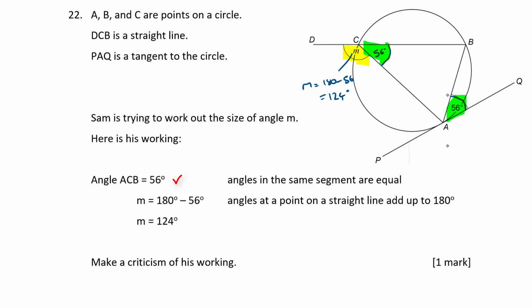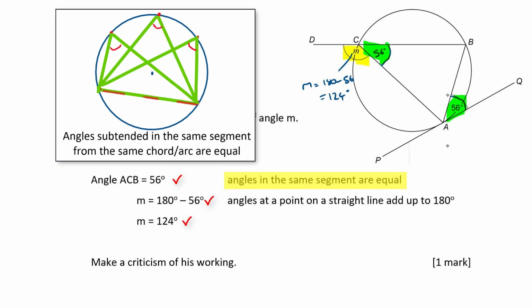Okay, so I'm agreeing that ACB is 56. I'm agreeing that M is 180 minus 56. And I'm also agreeing that M is equal to 124. So that is all fine. What is not fine though is this statement here. Angles in the same segment are equal. Now that is a true thing, but that's not what we've got here. Here we've got the alternate segment theorem.